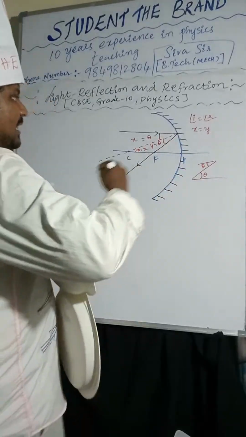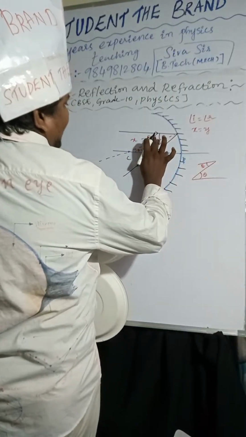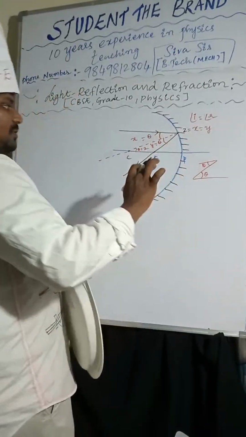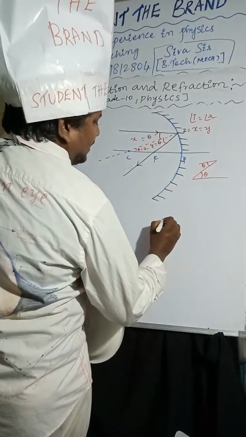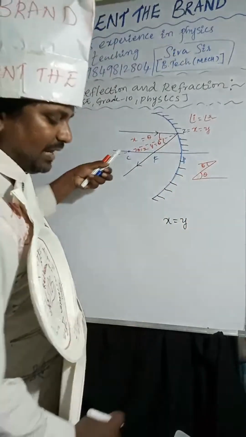Alternate angles are equal, so if this angle is x and this is z, then x equals z. Observe carefully. I am also taking x equal to y, since we know angle of incidence equals angle of reflection.